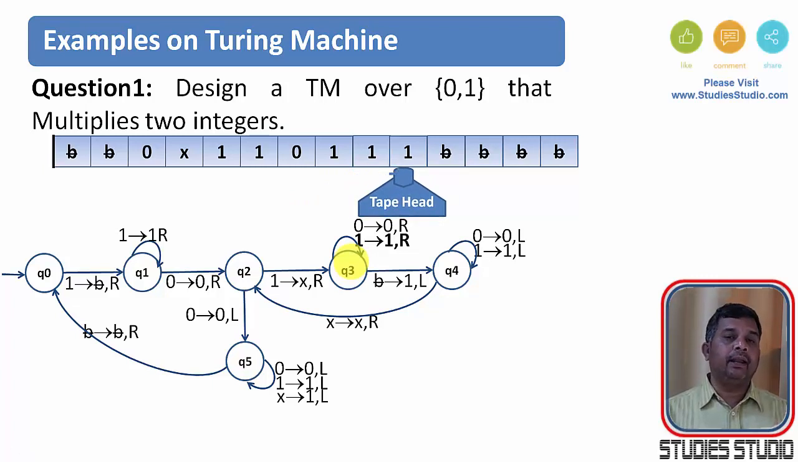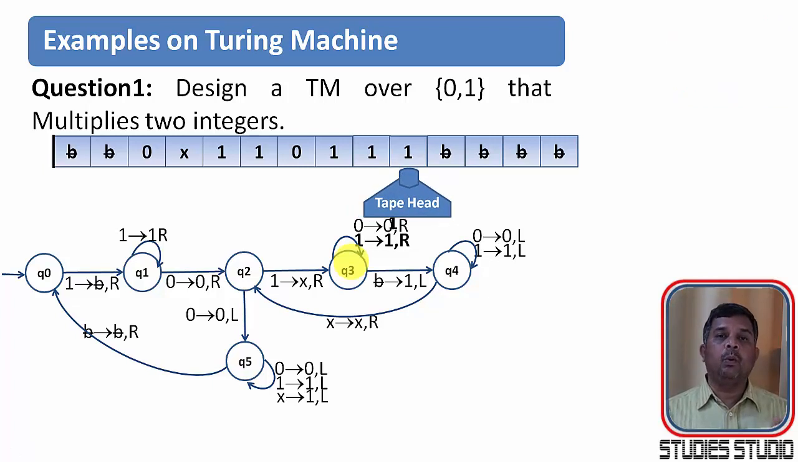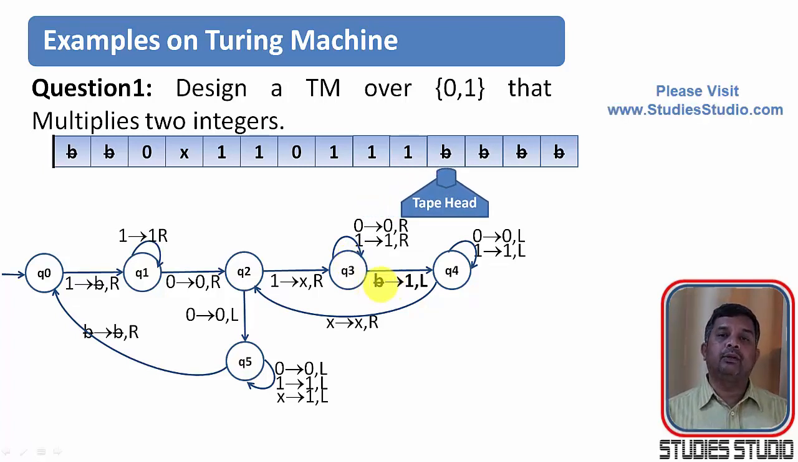I will move right by writing 1. The next symbol is again a 1. I will be writing 1 onto it and moving right. The next input symbol I am getting is a blank. So whenever I get a blank, I will write 1 there and start moving left.